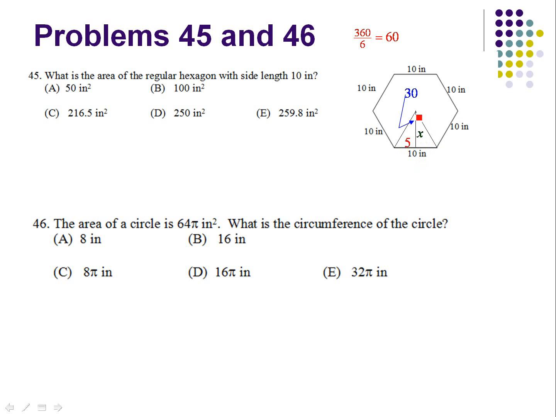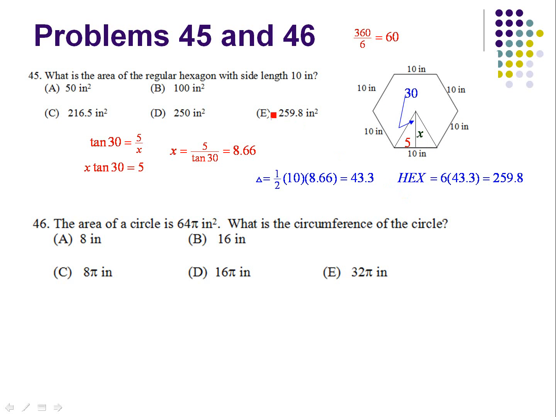I need to figure out what this length is, x. So I've got tangent of 30 is 5 over x. Solving for x, I multiply by x, divide by tangent of 30, and you get about 8.66. Now I'm going to figure out the area of the triangle. So it's 1/2 base times height. So 1/2 times 10 times 8.66, that's 43.3. Then I'm going to have 6 of these triangles going around, so I multiplied it by 6, and I got 259.8.